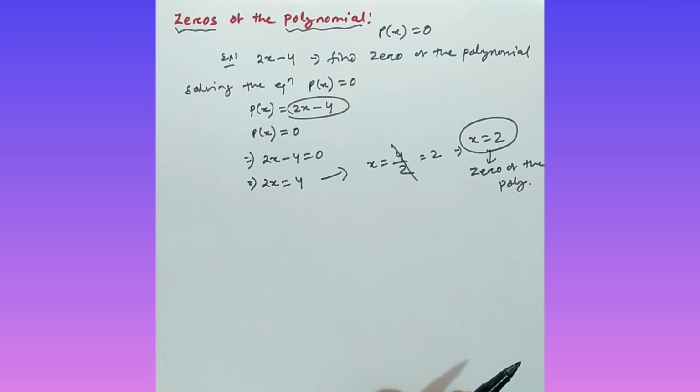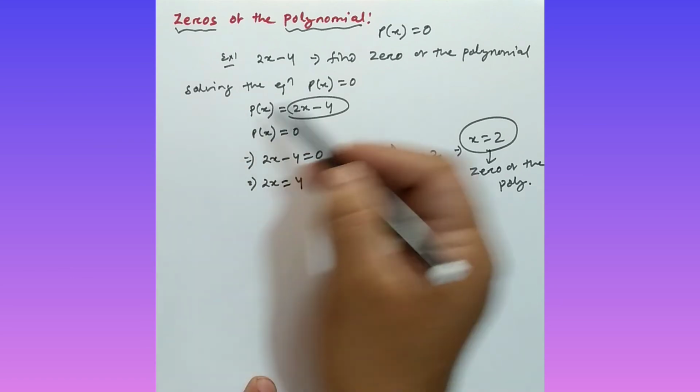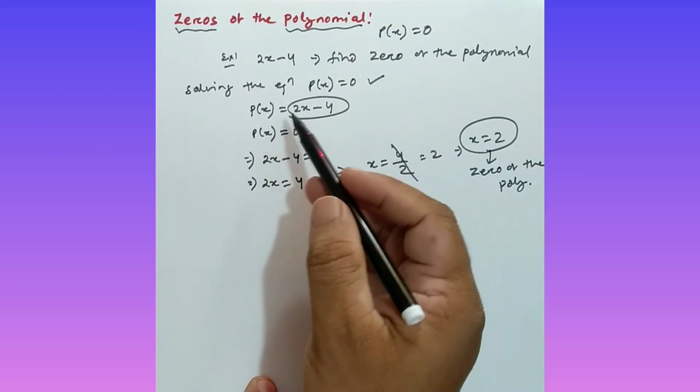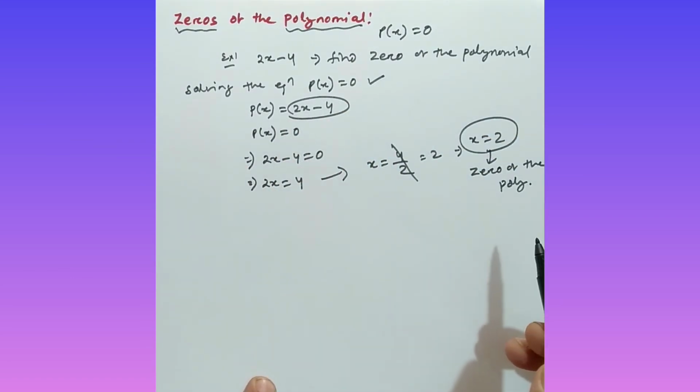So in this way, whatever polynomial is given, simply solve it. How can you solve it? Solve the equation p of x equal to 0, put it in, and definitely you will get an answer. In this way, you can find all zeros of the polynomial. Okay, students, thank you.